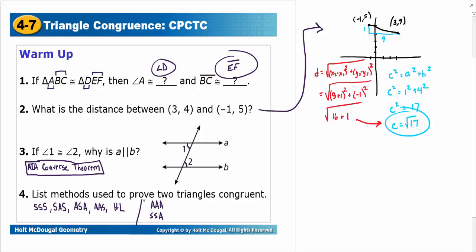So know the ones that don't work. These are the ones that don't work. These are the ones that do work, okay? Again, if you just know these two don't work, then by default the others all do. So there's your warm-up. Again, all these are going to be used in this lesson.